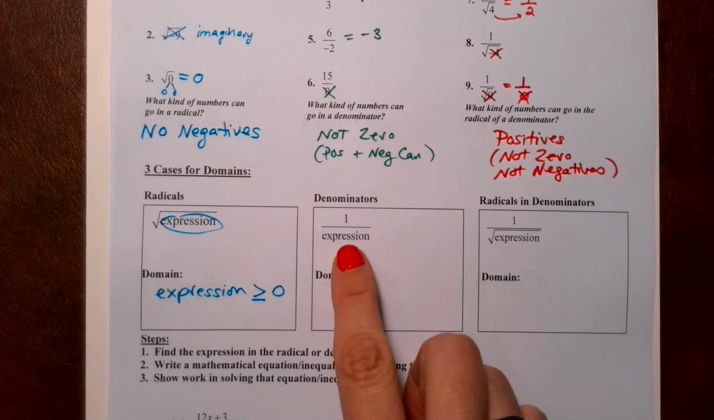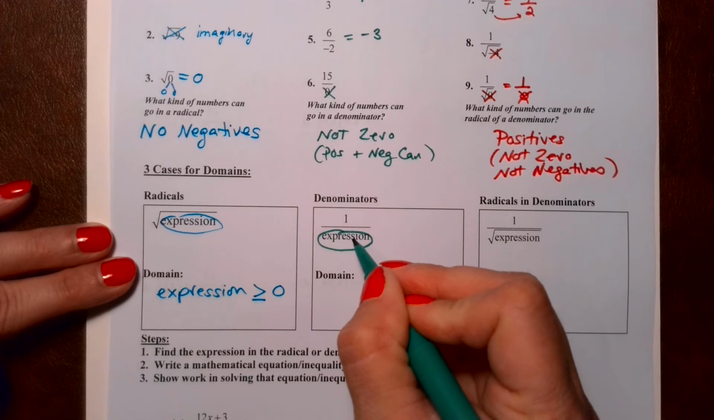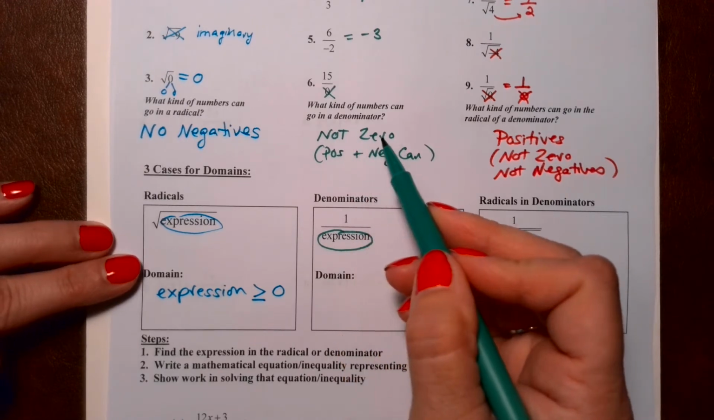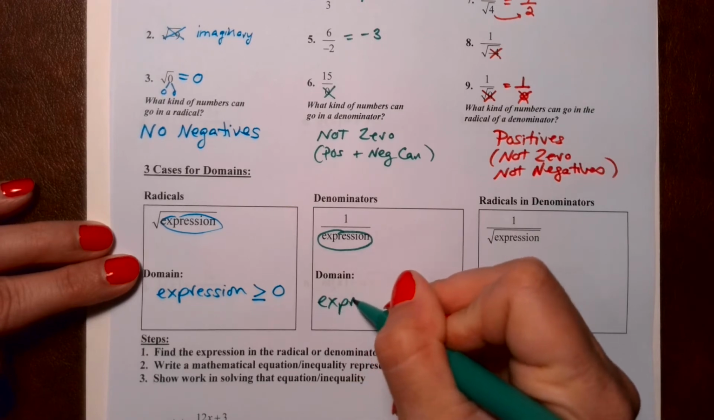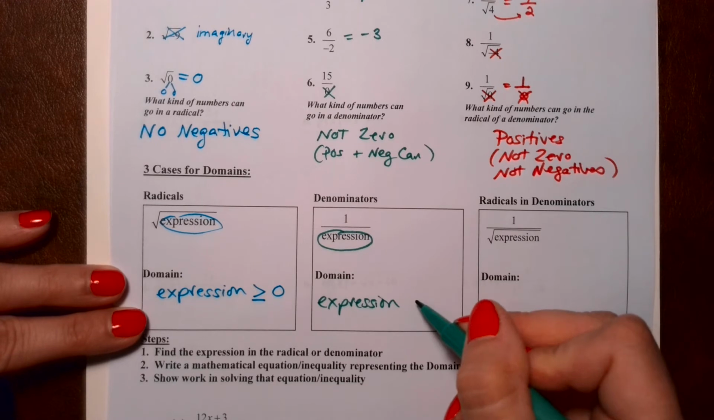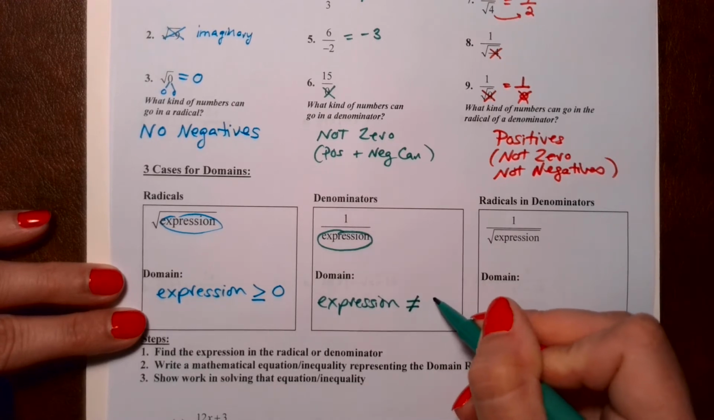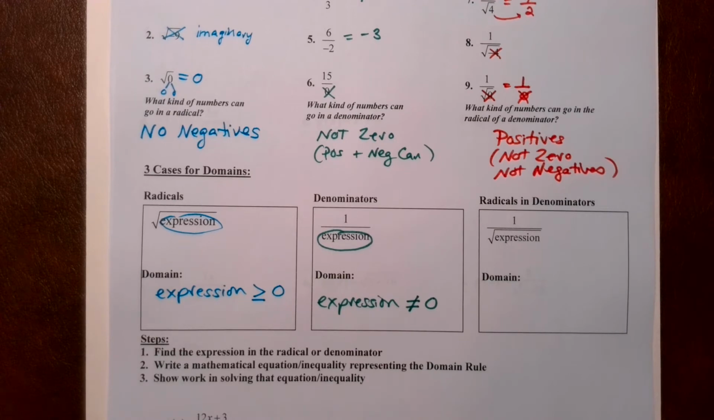All right, what if you're in a denominator? You find the expression that's in a denominator. Okay, it cannot be 0. It can be positives or negatives. Okay, all right, expression, you cannot be 0. So we'll use the cannot equal 0 sign. You solve those just like equal signs.